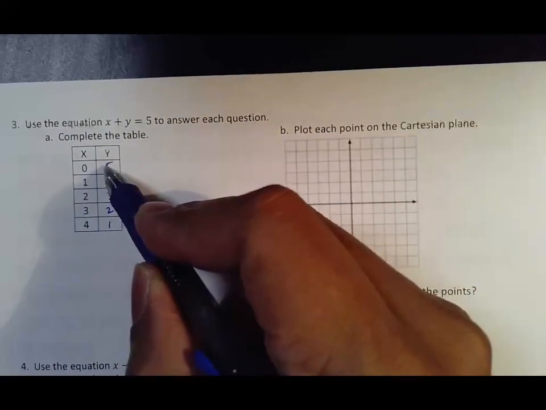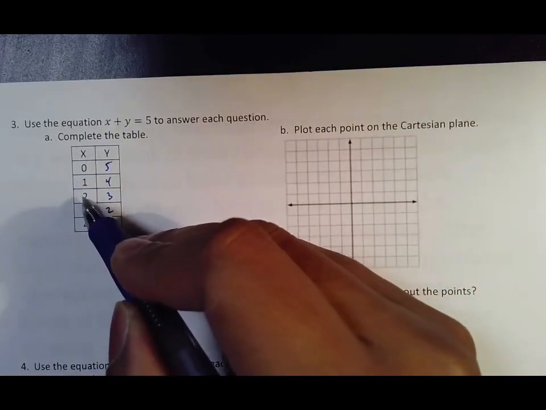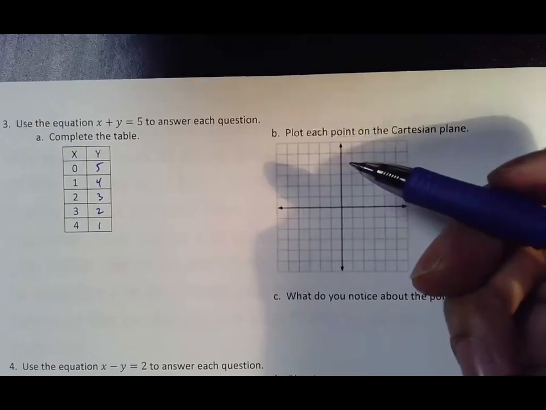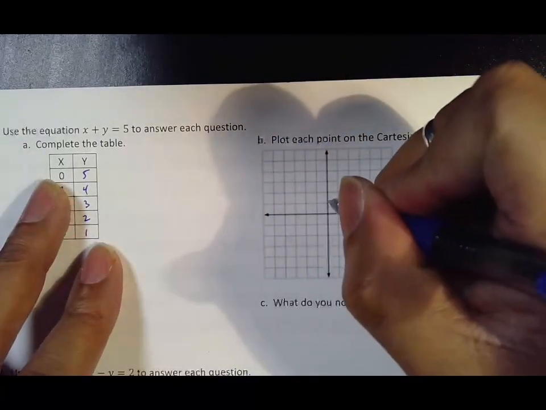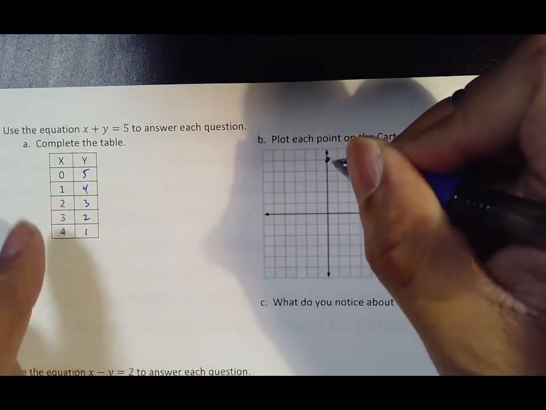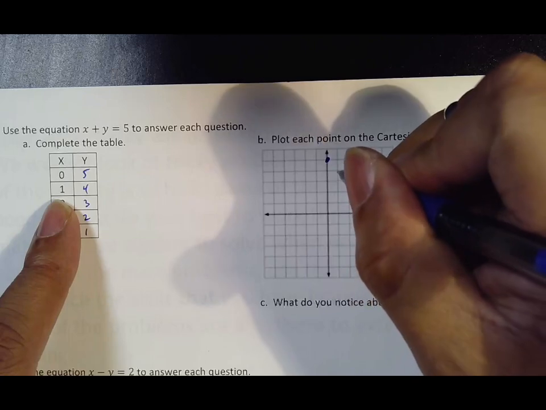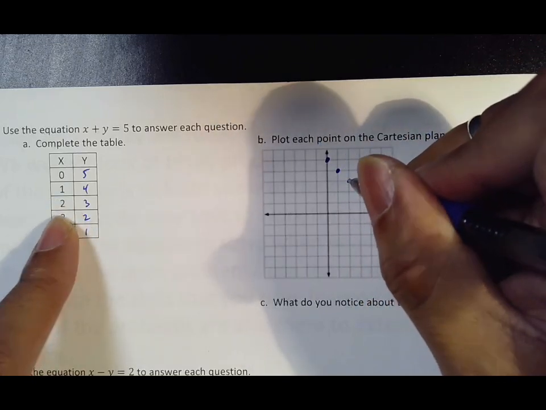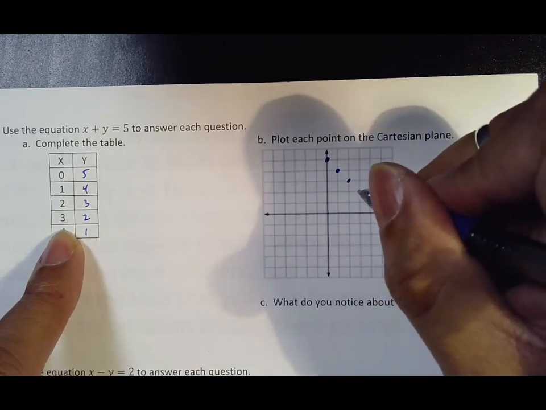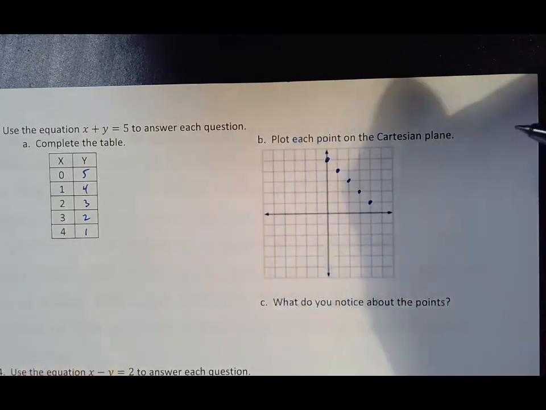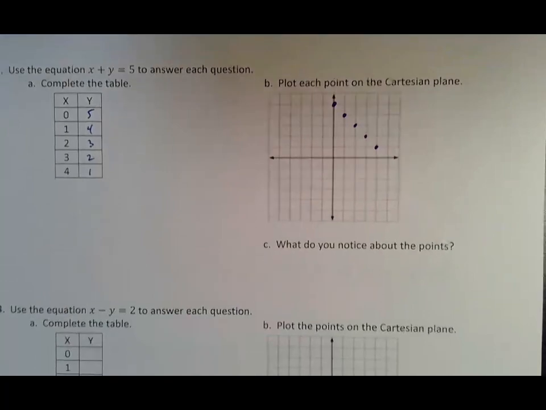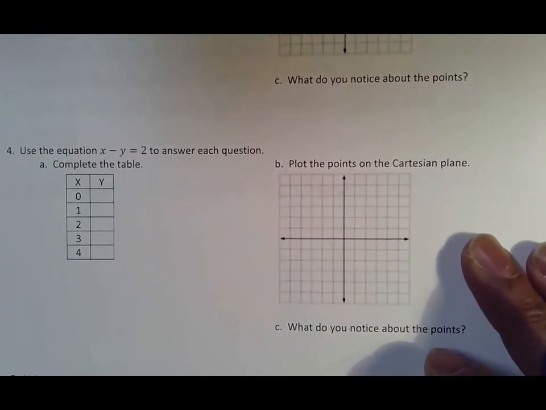So again, 0 plus 5 is 5, 1 plus 4 is 5, 2 plus 3 is 5, 3 plus 2 is 5, and 4 plus 1 is 5. If we were to plot these, 0, 5 would be 5 up, if you remember. 1, 4, 2, 3, 3, 2, and 4, 1. And again, what do you notice about these points? I'm not going to write it, but you should notice again that they're in a straight line. That is the pattern that you need to kind of catch up here.